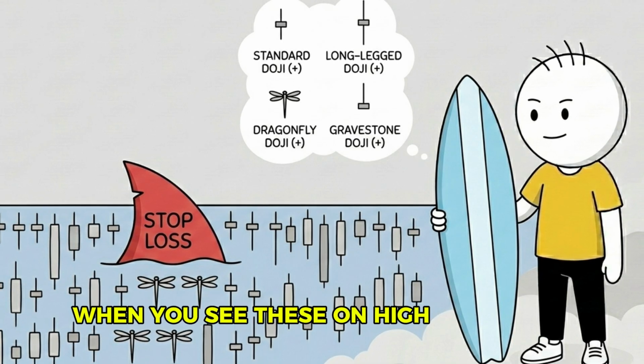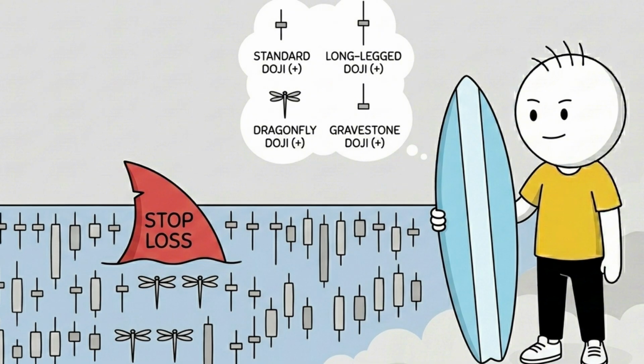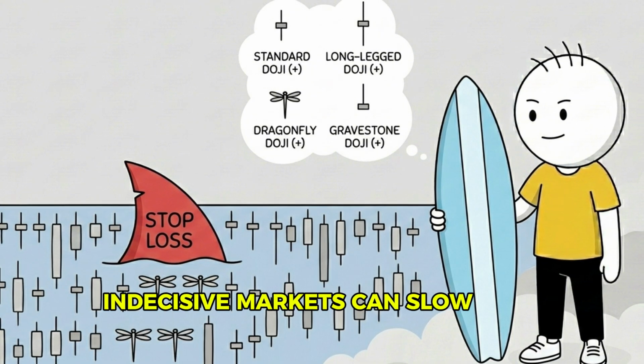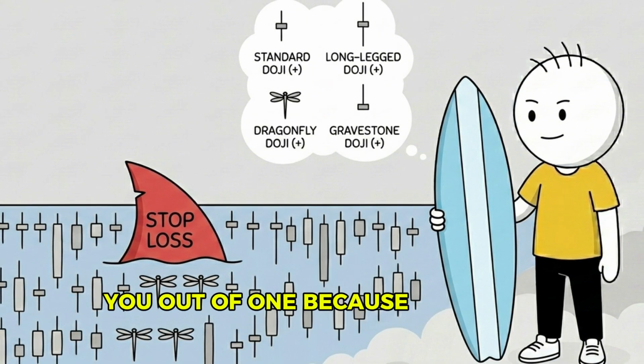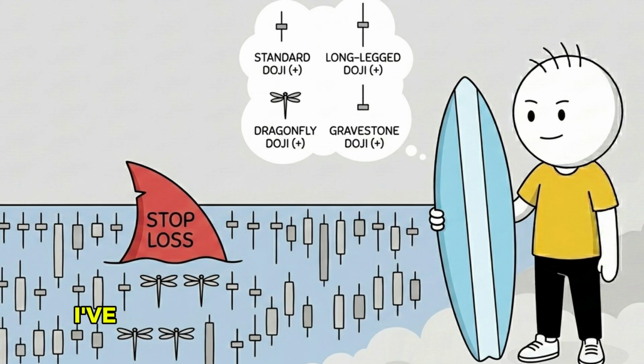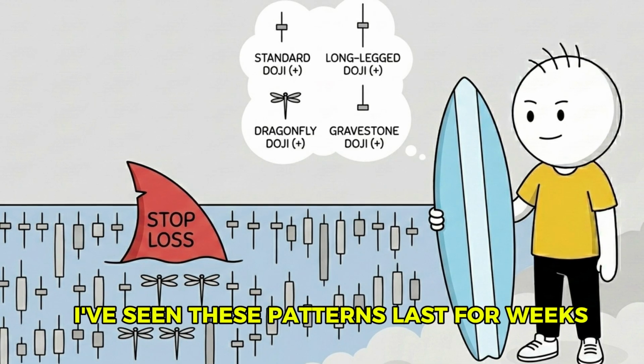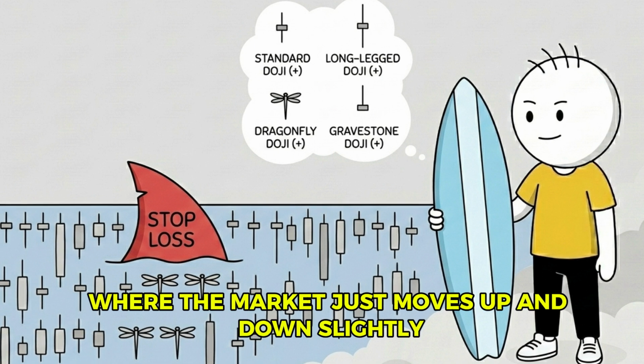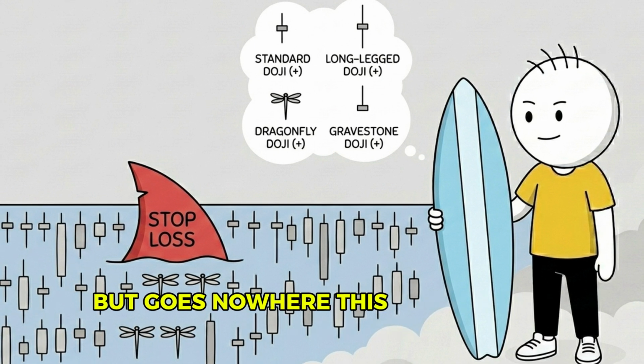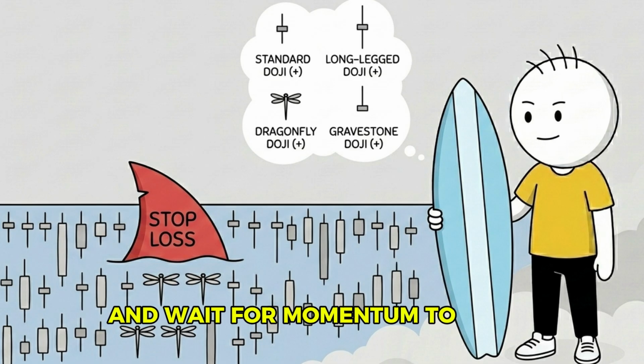When you see these on high time frames, be careful. Indecisive markets can slow down your trade or keep you out of one because there isn't enough movement. I've seen these patterns last for weeks, where the market just moves up and down slightly but goes nowhere. This is a signal to step back and wait for momentum to return.